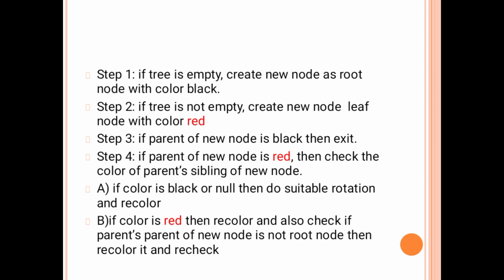Step 1: if the tree is empty, create a new node as the root node with the color black. If the tree is empty, we take the new node as the root node of the red black tree. Its color is black because it is the root node. If the tree is not empty, then we create a new leaf node with the color red.